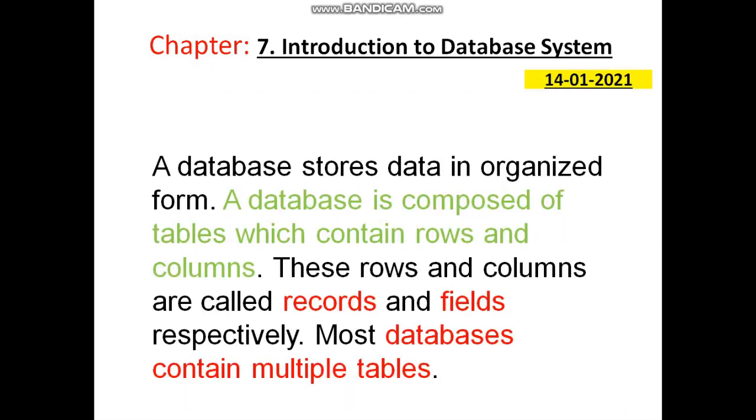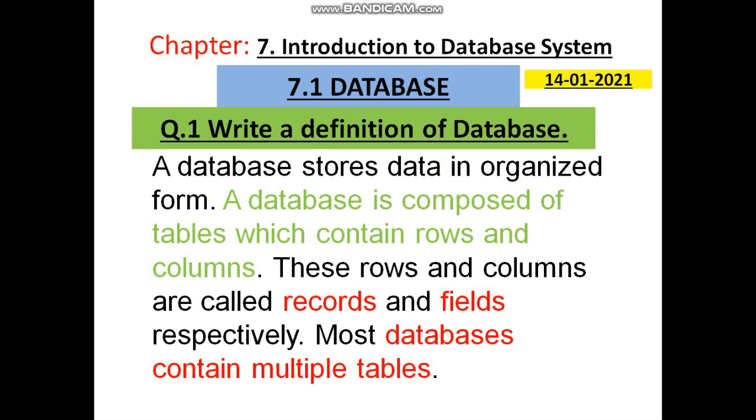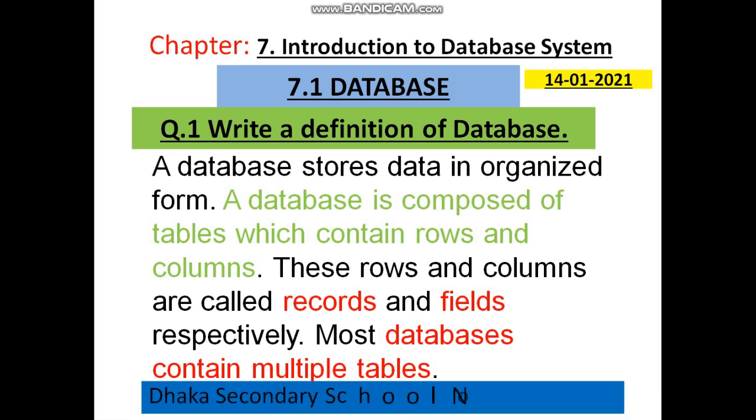A database is stored in organized form. This is our first question. Write a definition of database. A database is composed of tables which contain rows and columns. These rows and columns are called records and fields respectively. Most databases contain multiple tables.